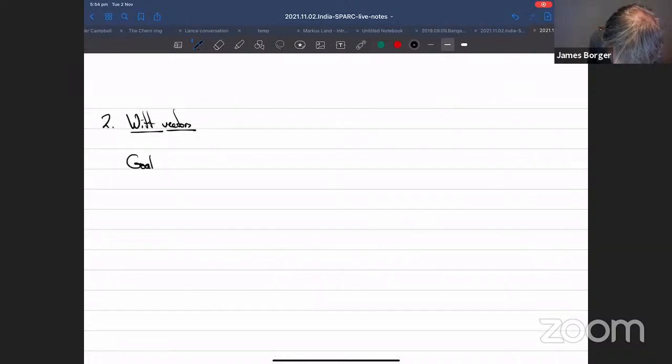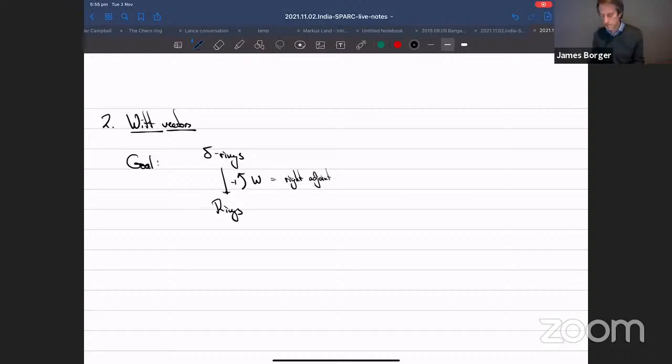The goal for the Witt vector part is that we have the category of delta rings, and then we have the category of all rings, and there's a forgetful functor, which I've drawn here. The point is that the Witt vector functor is the right adjoint of the forgetful functor. I'll explain what that means. If you don't know the basic language of category theory, that's all right. It's just a simple property, I'll tell you. In fact, there's also a left adjoint, and we'll talk about that as well.